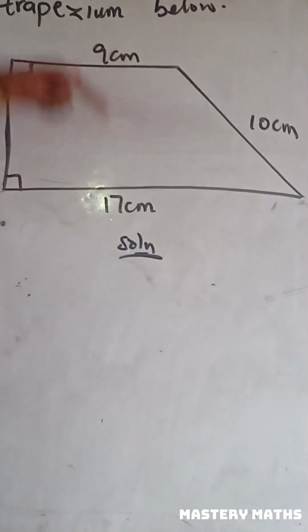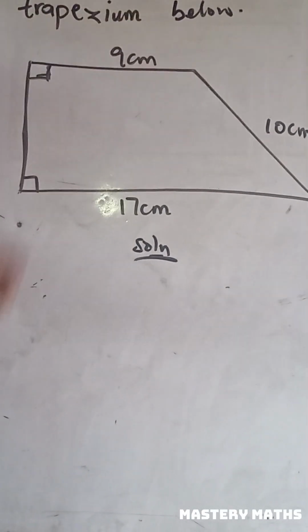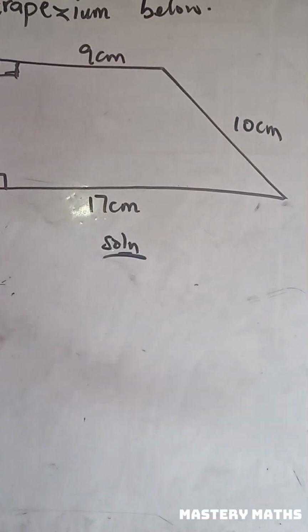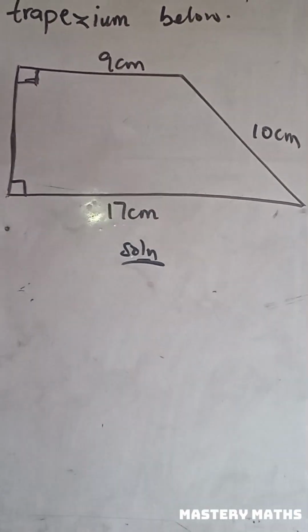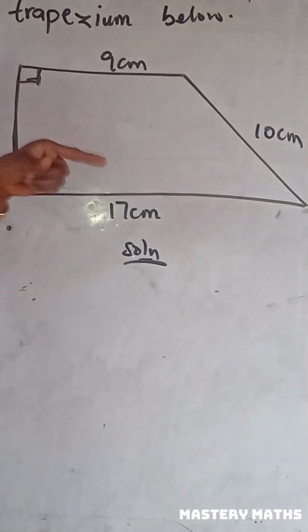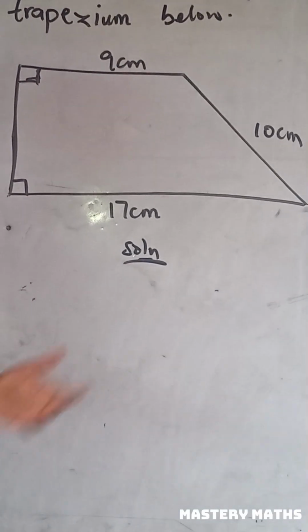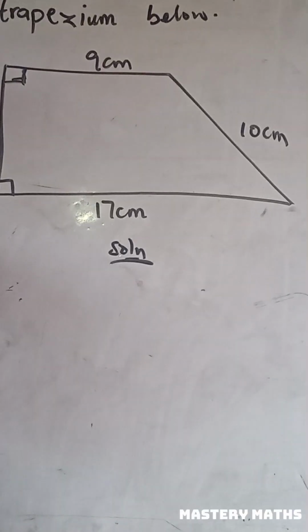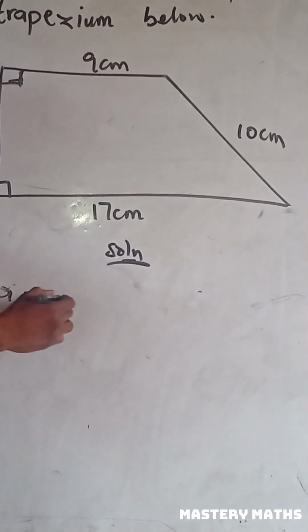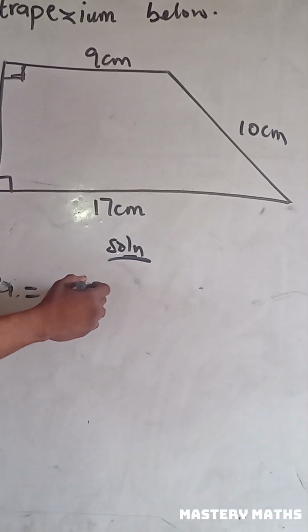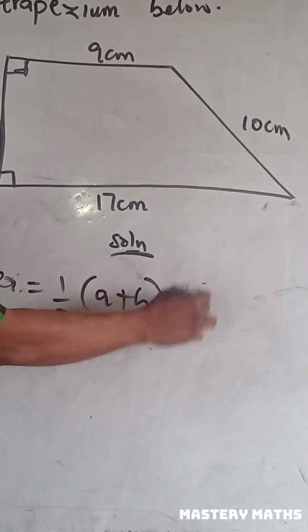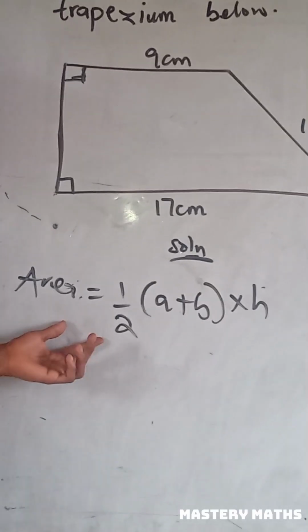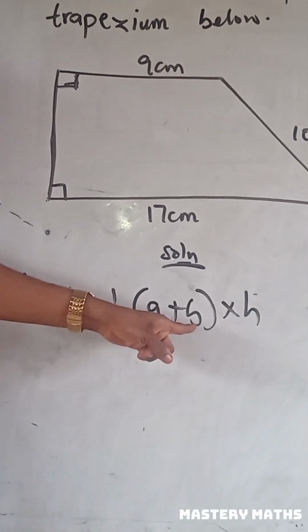And if you watch, you have the top 9 centimeter, you have the base 17 centimeter, you have the height not given. Now, calculating the area of a trapezium, we need the formula. The area of a trapezium is given by area is equal to 1 over 2 bracket A plus B times height.